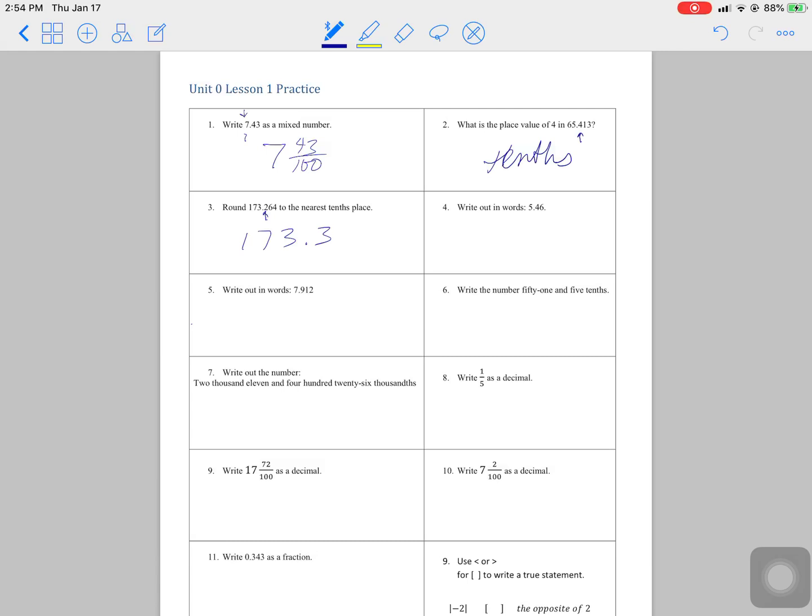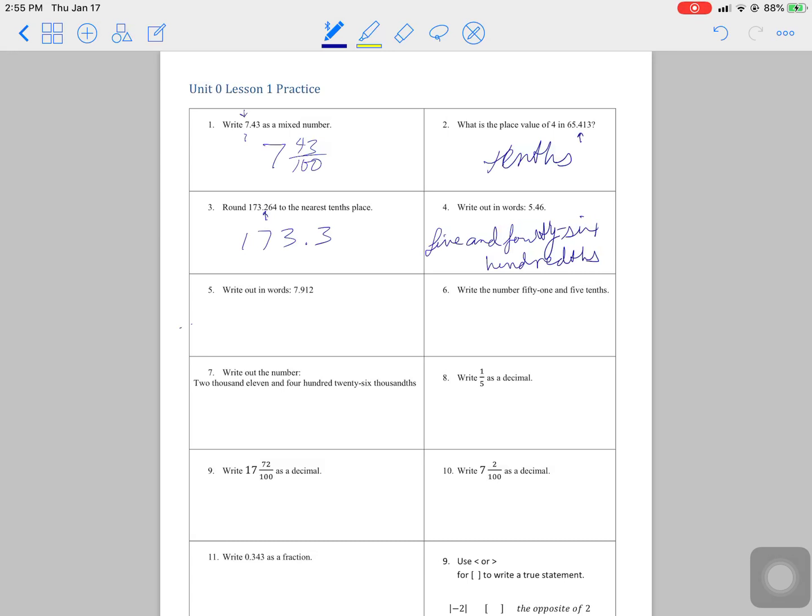Write out in words. All right, 5 and... because that's where the decimal is. That's a period, that's a decimal, so be careful of that. 5 and 46. Where does that end? That's hundredths. So put that D in there and then THS. Okay. Sorry for the handwriting.